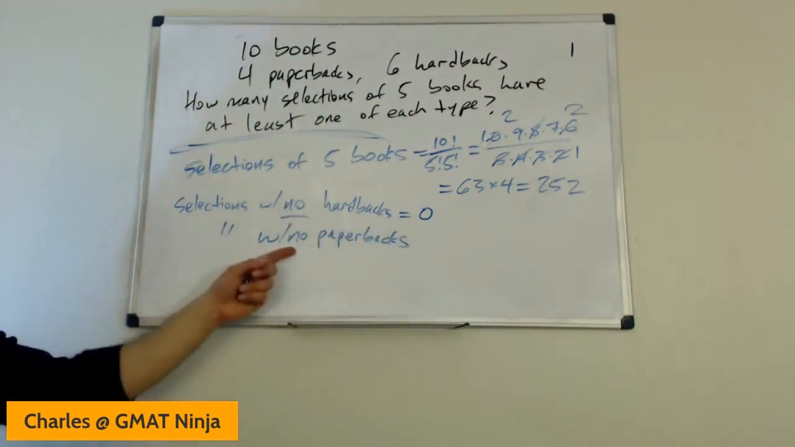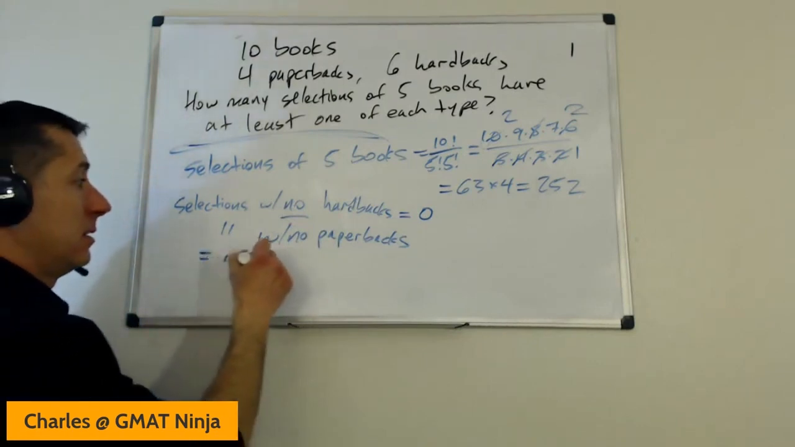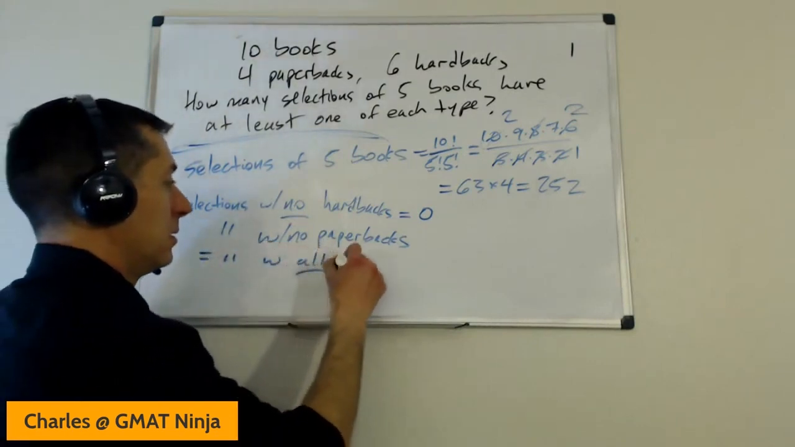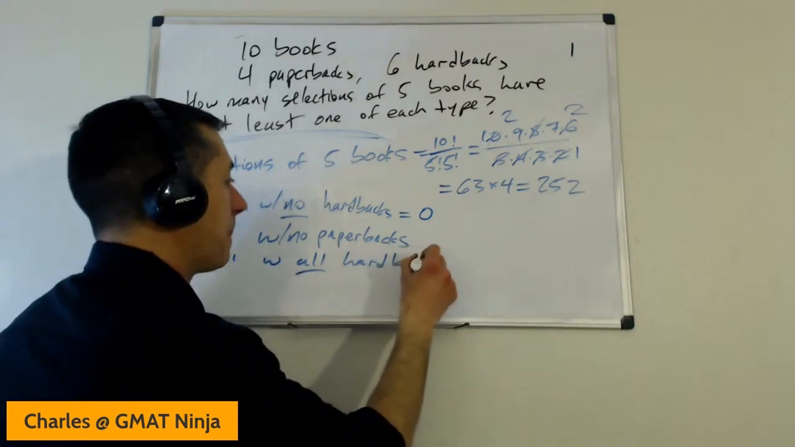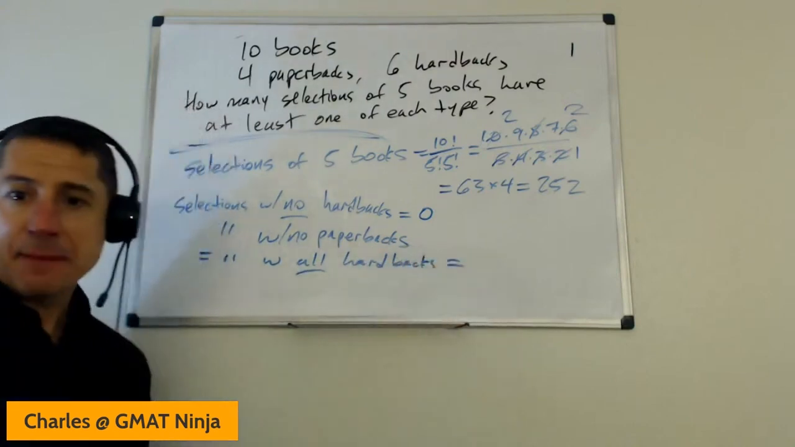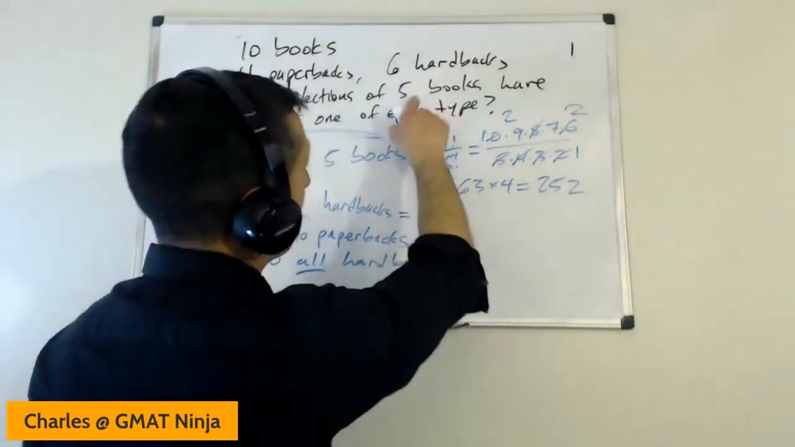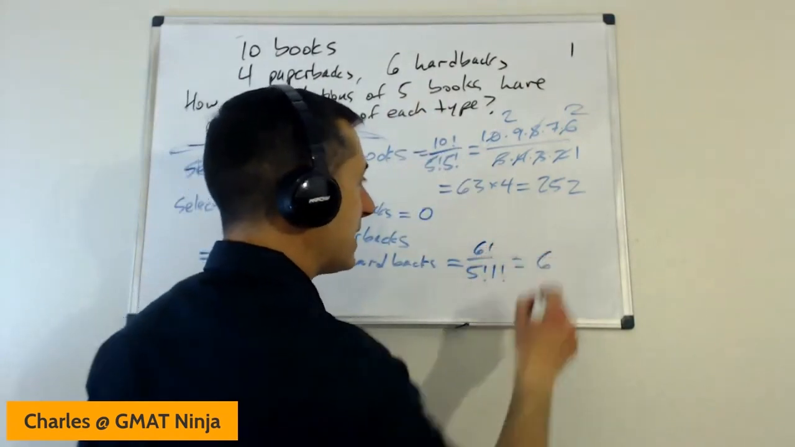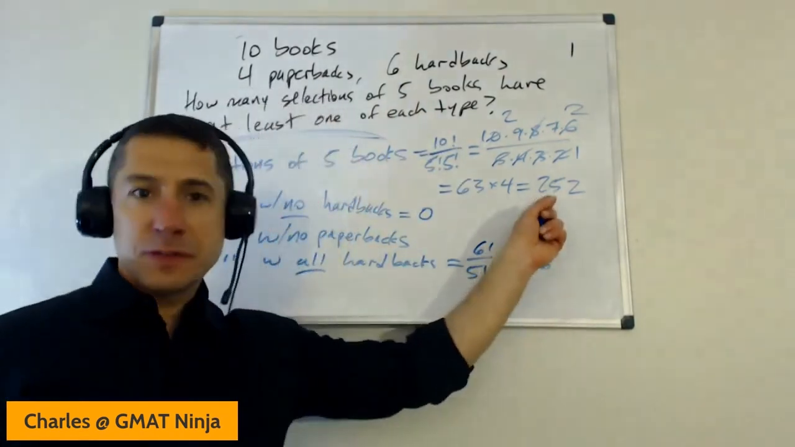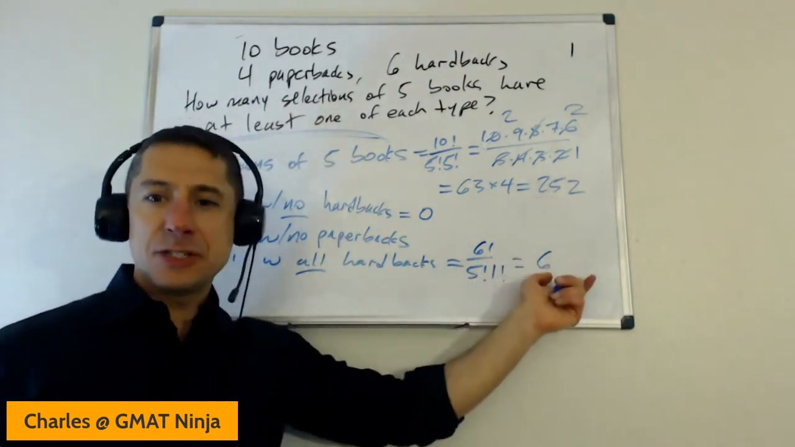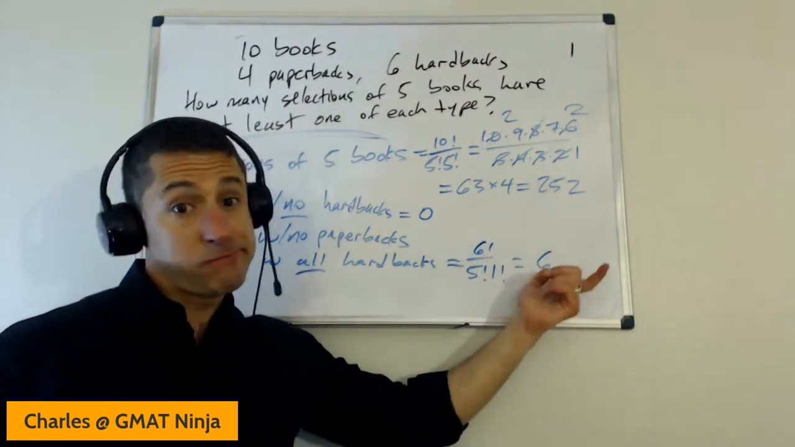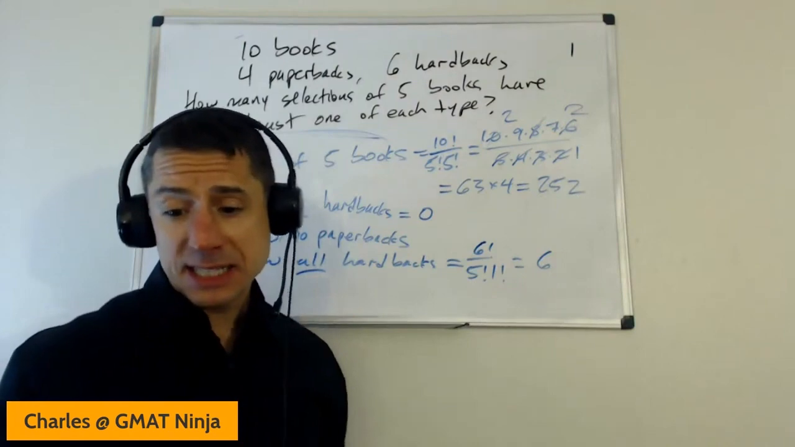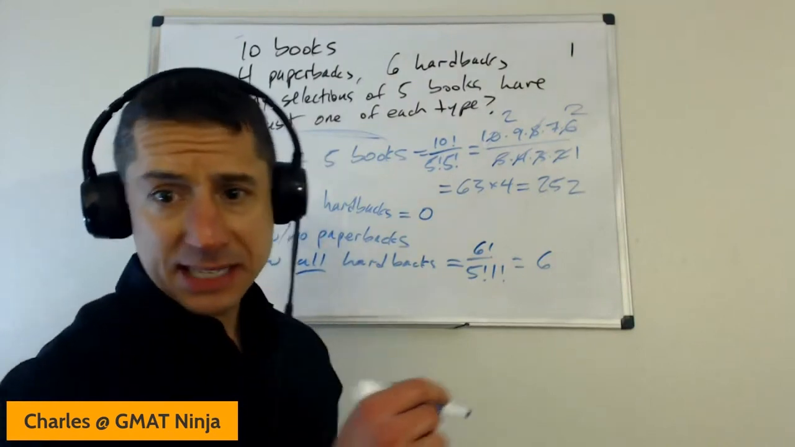So that's all hardbacks. How many ways are there to do that? Not that many. 6 hardbacks, we're choosing 5. 6 factorial over 5 factorial, 1 factorial. If you want to get fancy, that's 6. So 252 total selections. There's only 6 of them that you don't want here. And that's it. Subtract out the 6 and you got it. Answer is 246. Answer is D.